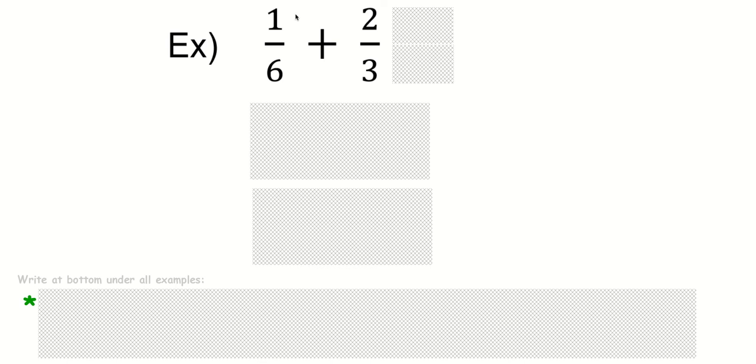So 1/6 plus 2/3, right? Elephant in the room. These denominators do not match. You can't really, at least by hand, add 2/3 to 1/6 if these denominators do not match. So what we have to do is basically make them match.